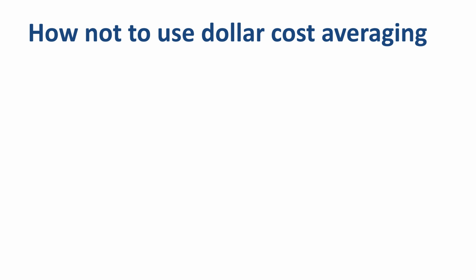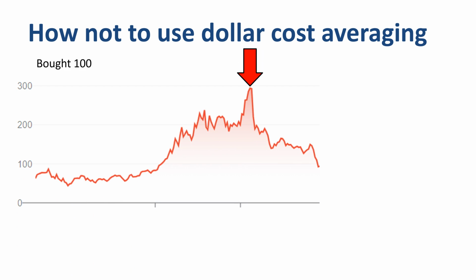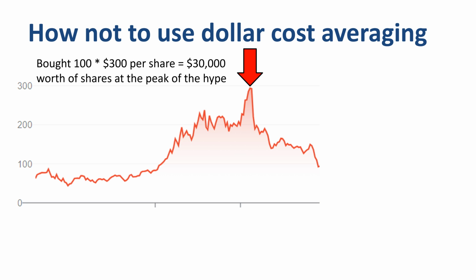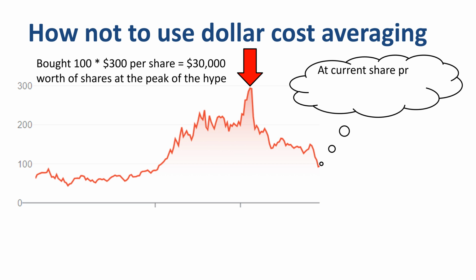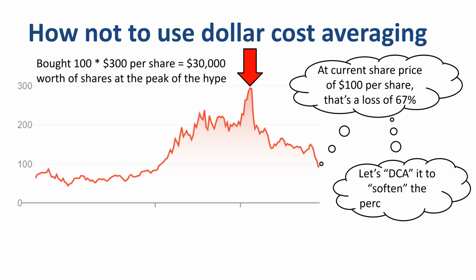Here's how not to use dollar cost averaging. Let's say you bought 100 shares at $300 per share, which is $30,000 worth of shares at the peak of the hype. At the current share price of $100 per share, you're looking at a percentage loss of 67%. Some people would now DCA it. Yes, to DCA can be a verb, to soften the percentage loss, regardless of whether or not the share is worth buying in the first place in the new economic environment.